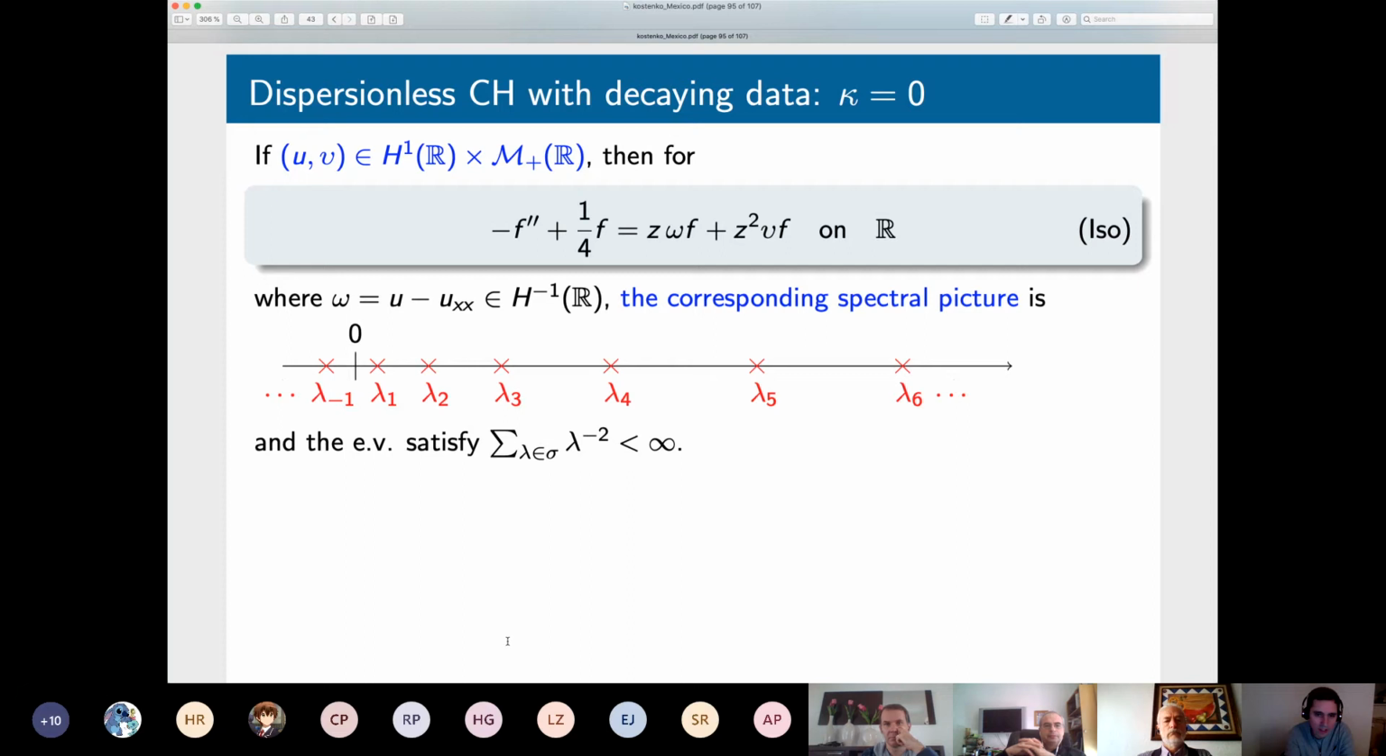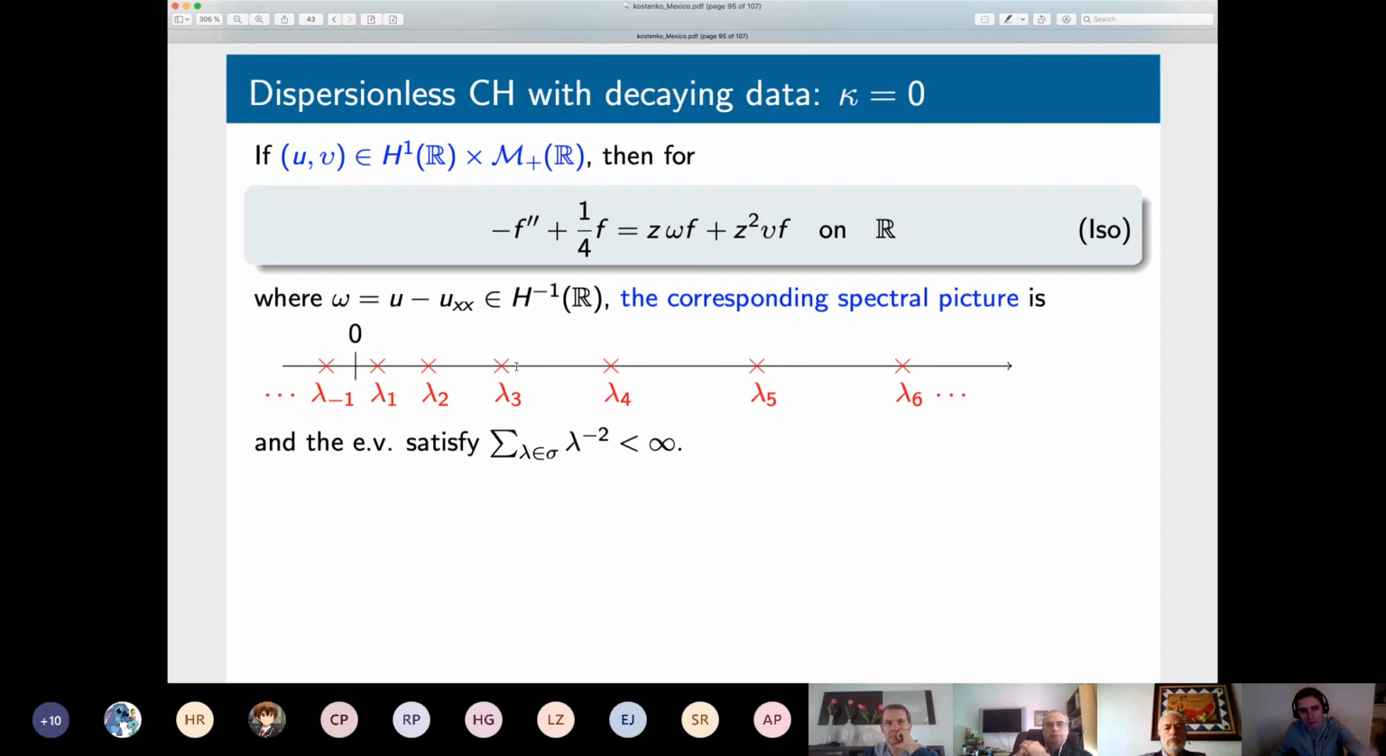So this is the case when kappa is equal to zero and the corresponding isospectral problem is exactly this. It's assumed that u is in H1, and the momentum omega, which is u minus the second derivative of u, hence is in H minus one on the real line. And the corresponding spectral picture is like this. It's just simple real eigenvalues, positive and negative.